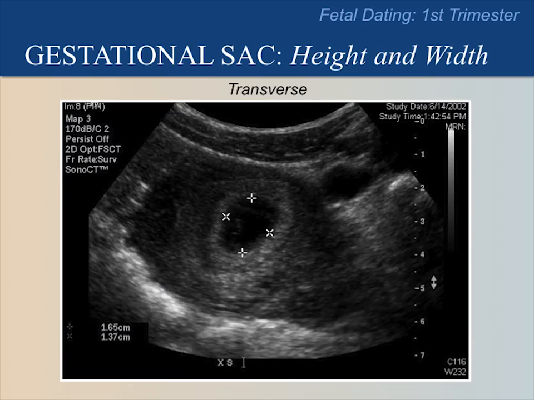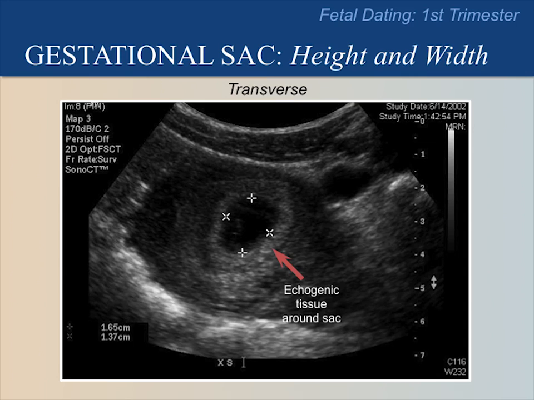This is a transverse scan or cross-section of the uterus with a gestational sac that will be used to measure the height and width of the gestational sac. The echogenic tissue around the sac is normal and is shown here.